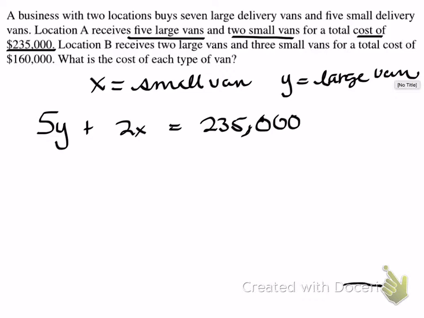Okay. Next equation, please. How about Sam? The next equation would be 2y plus 3x equals 160,000. Can I get rid of the zeros? Heck no.